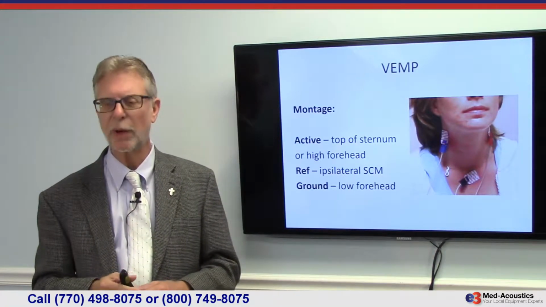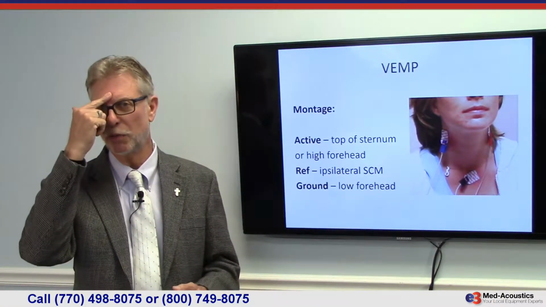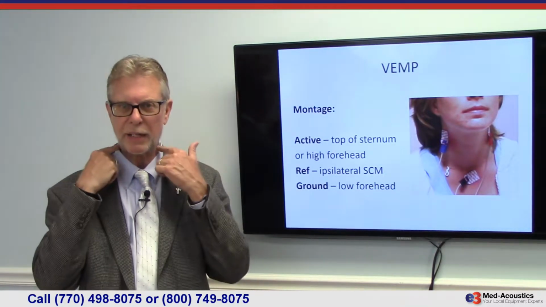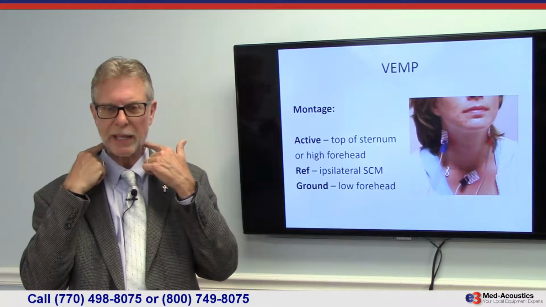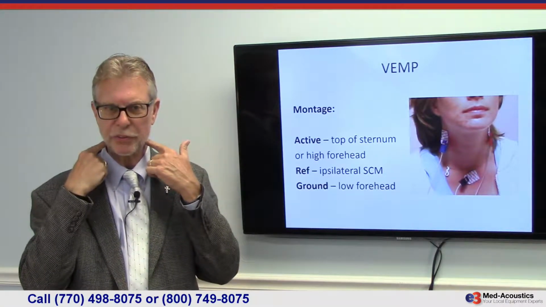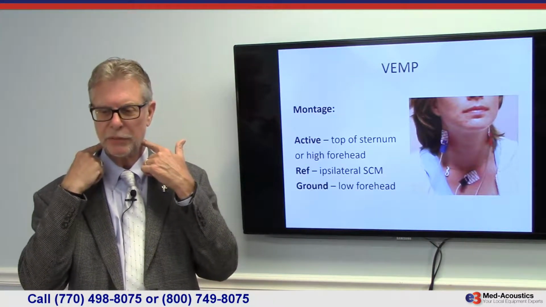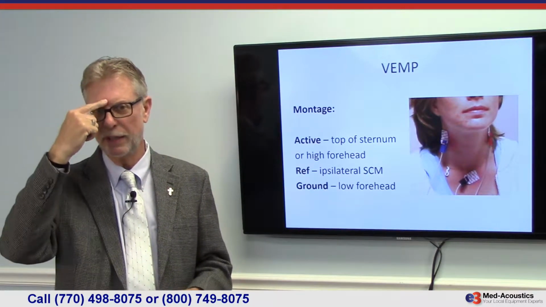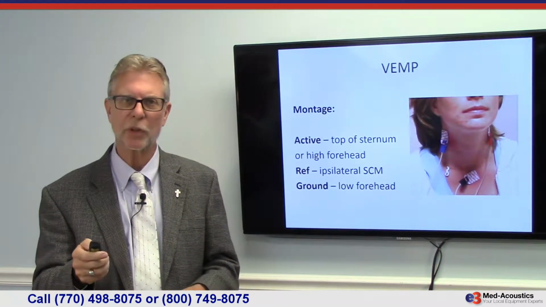And of course, the ground you can put on the low forehead. And so that montage works fine. You've got a reference electrode on each of the sternocleidomastoid muscles, and you have an electrode on the high forehead and the ground on the low forehead. Works perfectly.